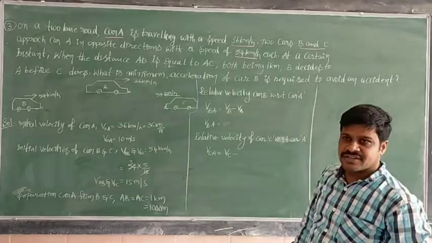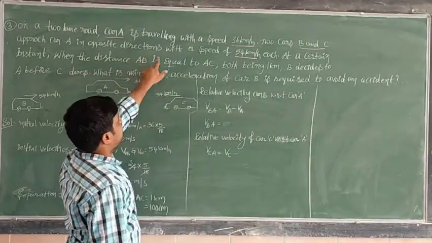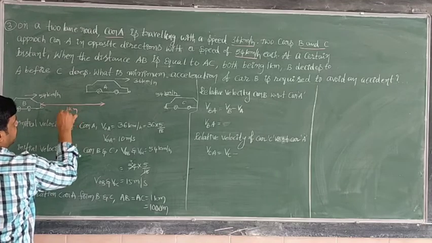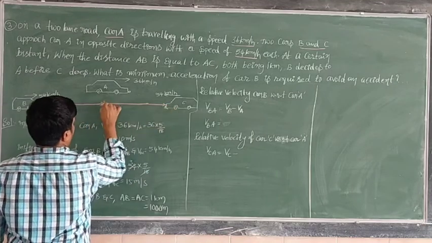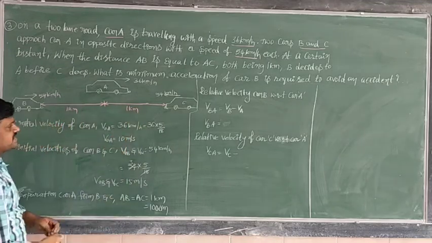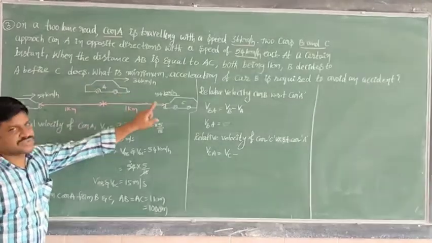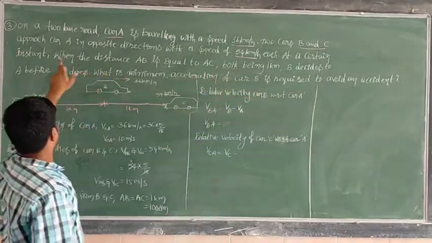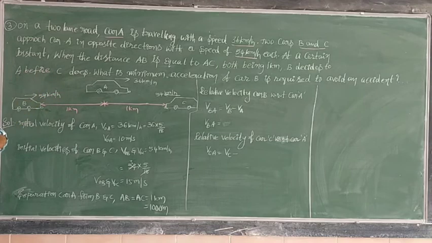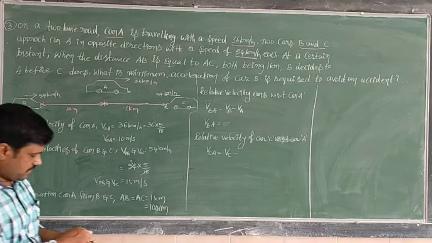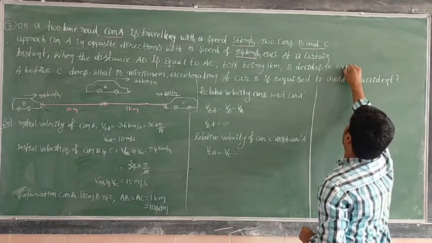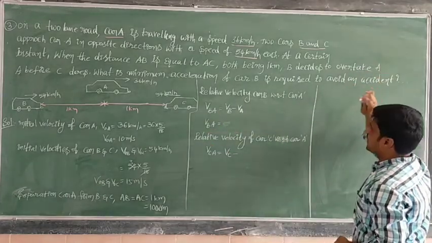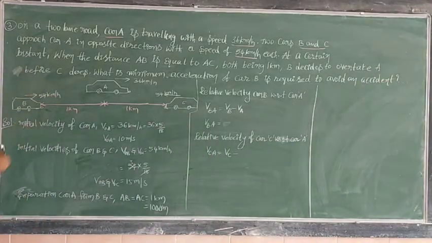Full stop. At a certain instant, when the distance AB is equal to AC, that means the A to B distance is 1 kilometer and the A to C distance is also 1 kilometer, both being 1 kilometer. B decides to overtake A before C does.